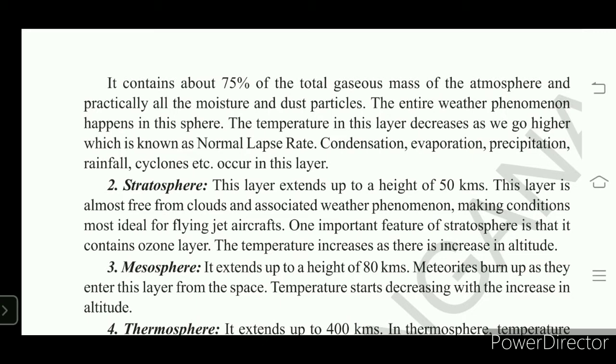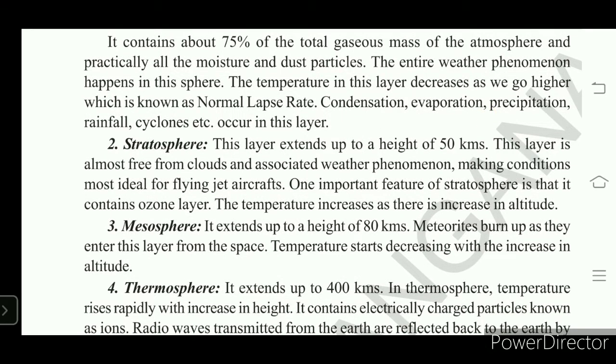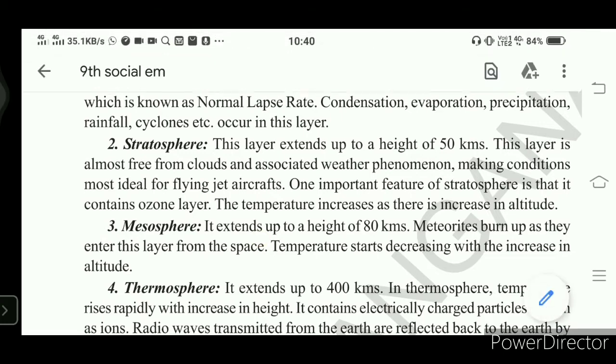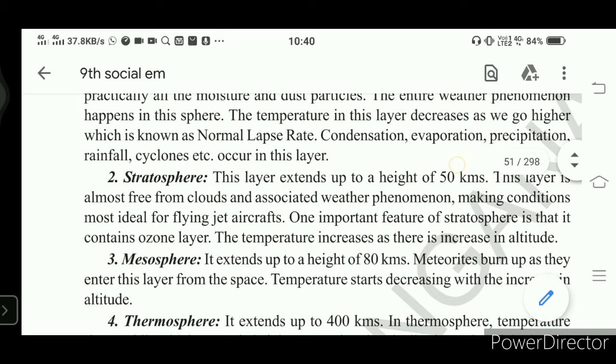This happens in the troposphere, and the temperature in this layer decreases as we move to higher places. Understand? That is called normal lapse rate. That means if you move from the Earth's surface to higher places, you will identify that temperature is decreasing. As temperature decreases moving to higher places, it is called normal lapse rate, right?